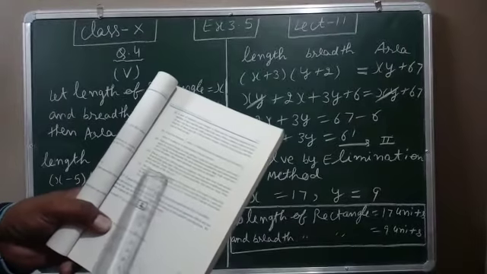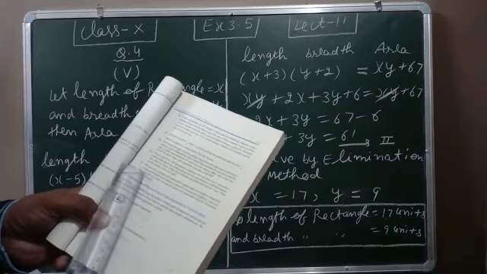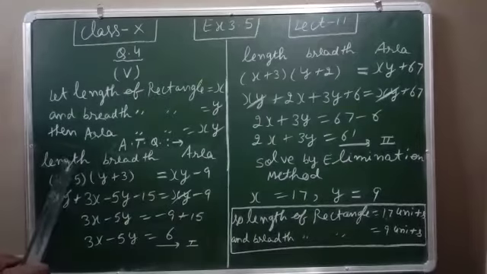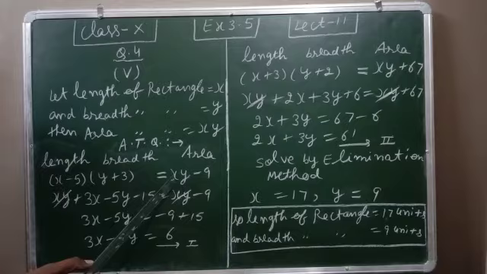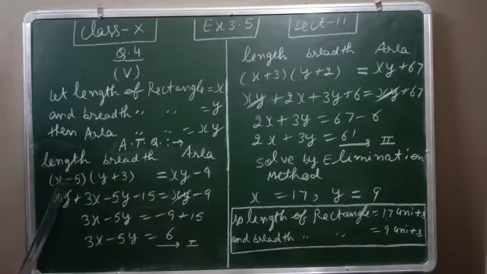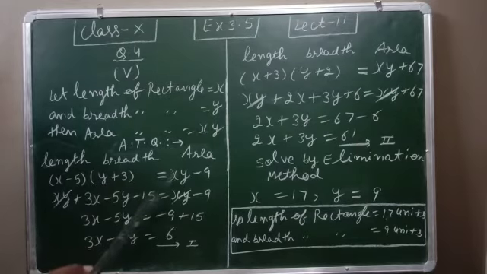Area of rectangle gets reduced. Reduced means minus, by 9 square units, if length is reduced by 5 units and breadth increased by 3 units. So here we will write length, then breadth, then area. Now he is saying that area is reduced by 9, reduced means minus, so xy minus 9. When length is reduced by 5, length is x, so x minus 5. Breadth increased by 3, breadth is y, so y plus 3.